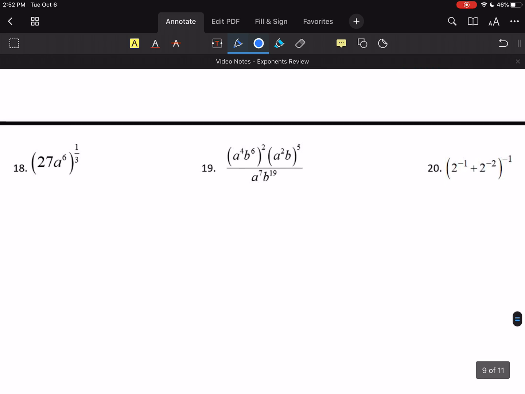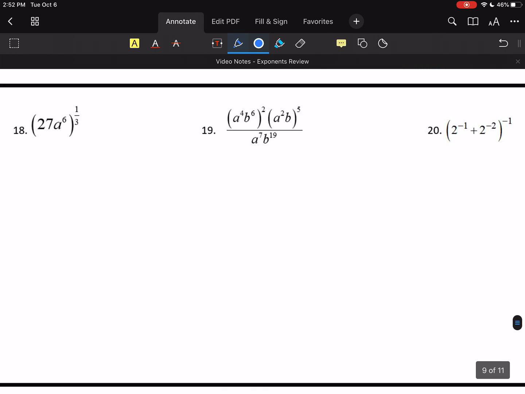All right, a couple more here. So again, nothing inside the parentheses to simplify, so I'm going to distribute that 1/3. So I would have 27 to the 1/3. 6 times 1/3 would be a squared. So let's see if I can do anything with 27 to the 1/3. So that would be the cube root of 27. And the cube root of 27 is 3.